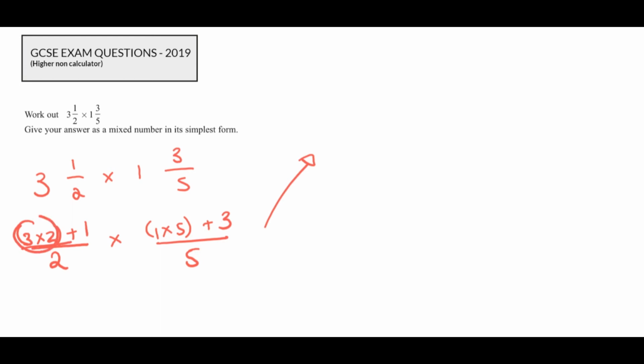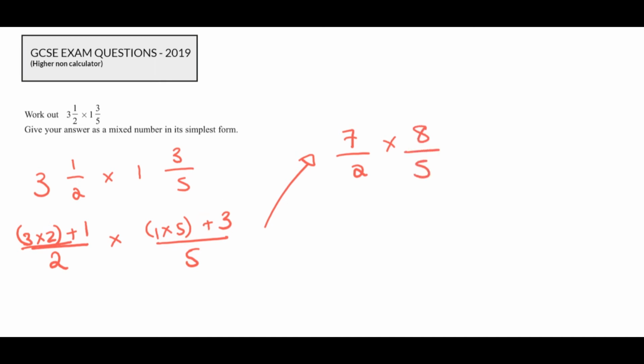So 3 times 2 is 6. 6 plus 1 is 7. So I'm going to put 7 divided by 2. Times 1 times 5 is 5, plus 3 is 8. So I'm going to put 8 over 5.